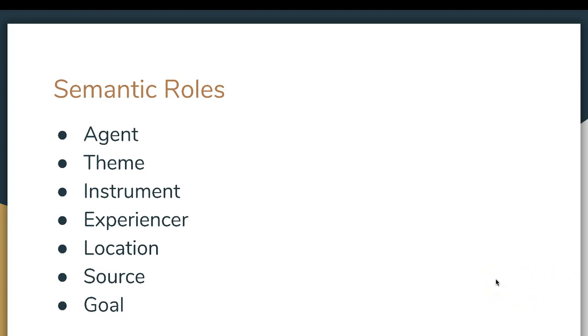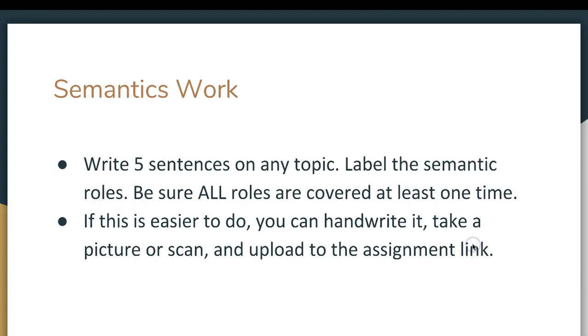And I think that I love the way Yule writes. It's very easy to understand. So then what I want you to do this week is I want you to write 5 sentences for me for our semantics work. And it can be on any topic. And you're going to label the semantic roles. So you're going to underline the word and label what the role is.